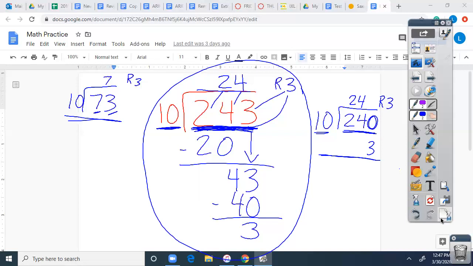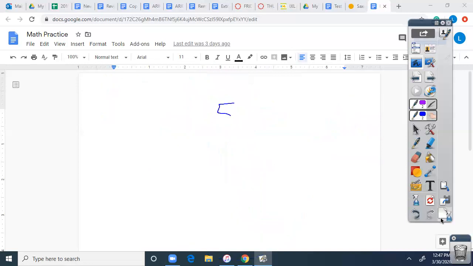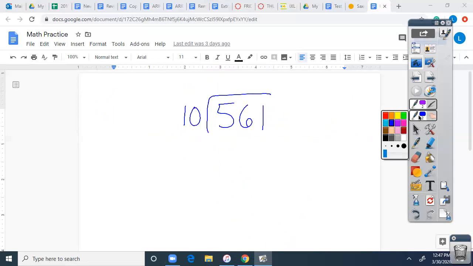Let's do one more example. We are going to do 561 divided by 10. Our number, our answer, has to be smaller than 561.